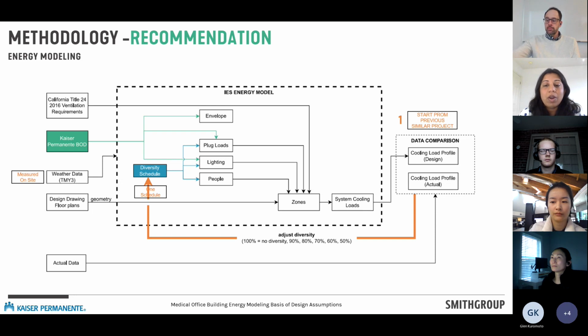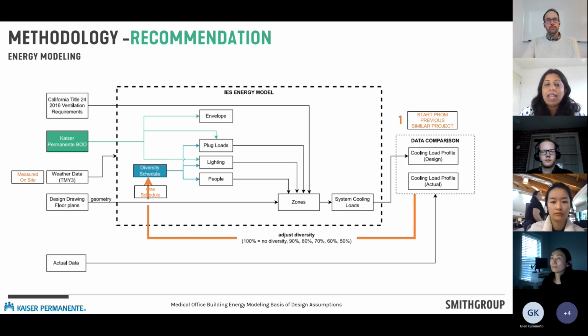NOAA or the Weather Underground also have the previous year data, which is more recent than using TMY3 because that is statistically averaged weather data. So that also helped us fine tune the model to be closer to the BMS data. Lastly, we used one schedule for plug loads, lighting, and people.